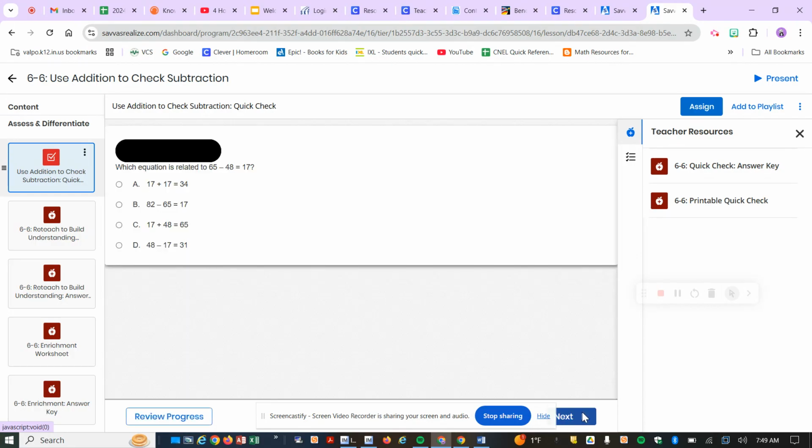Number 3. Which equation is related to 65 minus 48 equals 17? So the first thing we need to look at is which one is an addition fact using these 3 numbers. Because we are looking for the related fact, and related facts and fact families use the same 3 numbers. We are looking for an addition fact using these same numbers. Number 4.